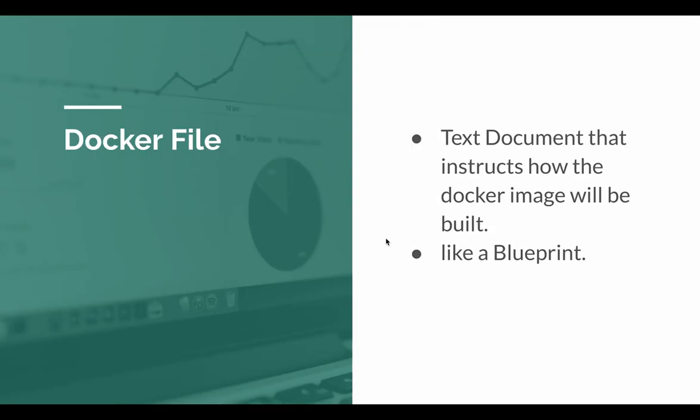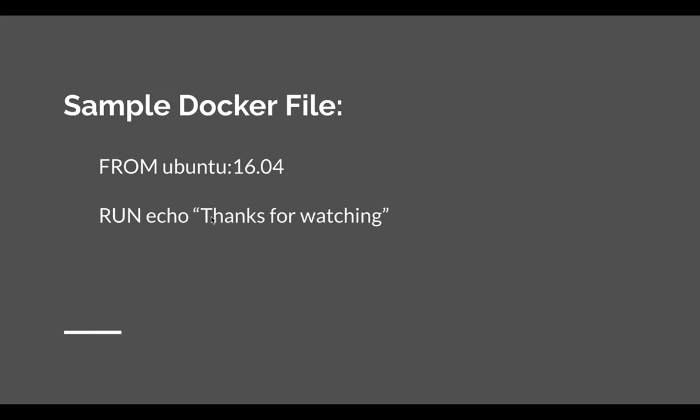So the first component of Docker is the Dockerfile. A Dockerfile is just like a blueprint. It is a text document that instructs how Docker images will be built. I will show you how you can create the Dockerfile in this video. This is how the Dockerfile looks like. First, you select a base image to start by using the FROM keyword. Here, I am using Ubuntu as my base image. Then you can run any command such as downloading, installing, or running any software. Here I am just echoing the thanks for watching text.